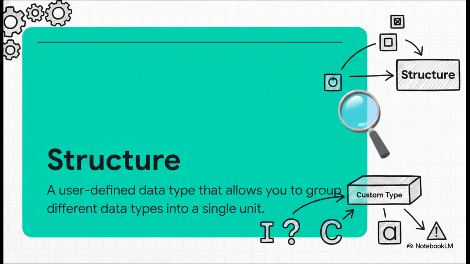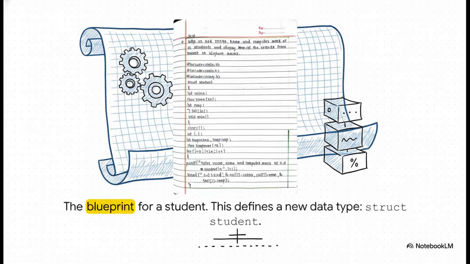The answer, my friends, is a structure. This is basically C's superpower for organizing data. A structure lets you literally invent your own data type. You get to define a template, a blueprint, that groups an integer, a character array, a float, whatever you need, all under a single name. Let's take a look at the actual code.